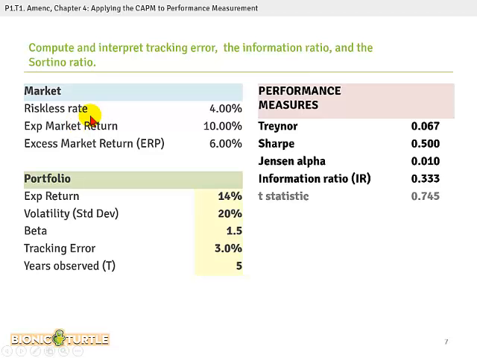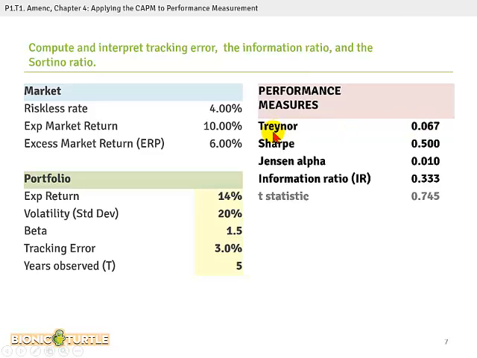We've got some assumptions for the market's risk-free rate, the expected market return, and then the excess market return is going to be the difference between the market and the risk-free rate, so it's 6%. Then we've got a hypothetical portfolio with expected return, volatility, beta, tracking error, and the years we've observed it, so that's really not essential here. And then we've got our performance measures. So don't worry too much about the assumptions here. Rather, make sure that you understand how I got these calculations, because that's the most testable aspect of the whole reading. Could you get the Treynor on your own?